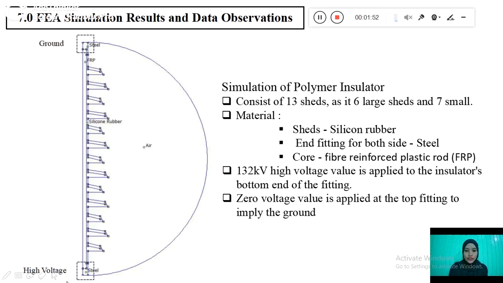As for high voltage, we apply the value of 132 kilovolt at the bottom of the N15, and at the top of N15 we apply the ground, which consists of 0 kilovolt value.